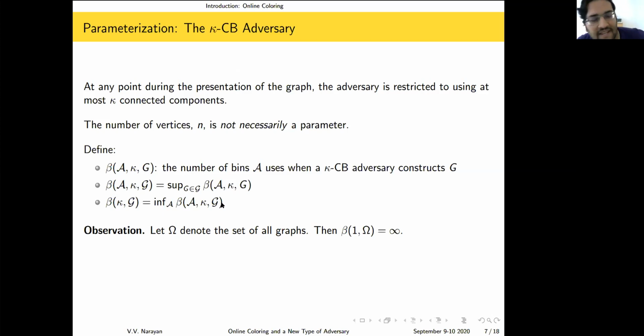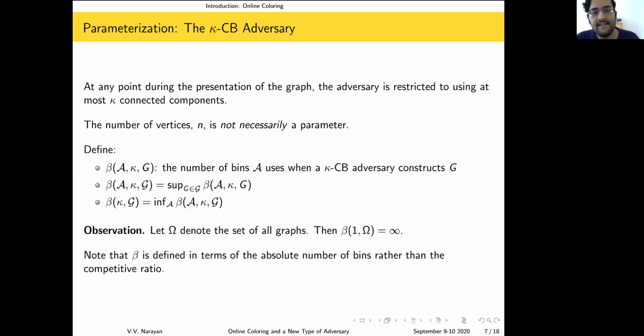So let's see if you're still following me. Just to check your intuition, observe that if we let omega denote the set of all graphs, then beta of 1 omega is infinity, because even if the adversary is restricted to one connected component, you can just present the graph K_n, the complete graph of n vertices, where n is arbitrarily large and forces arbitrarily many colors. That's because the beta that we define is defined in terms of the absolute number of bins rather than the comparative ratio. For most of the problems we're looking at, the chromatic number of the graph we're producing is small or constant. So this only differs from the comparative ratio by a constant. That's why we're doing this. It's easier to see it this way.